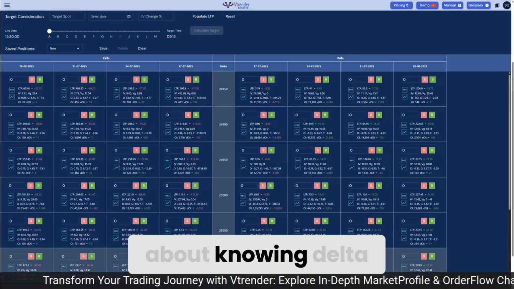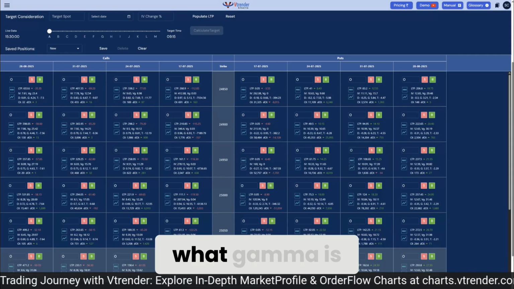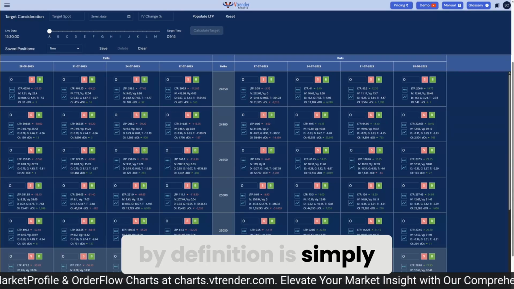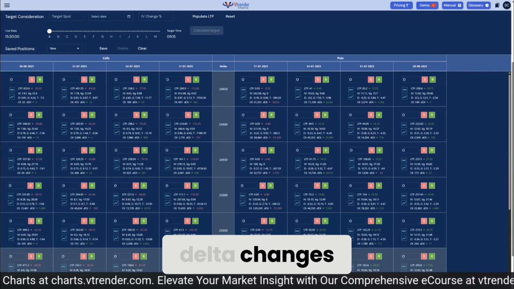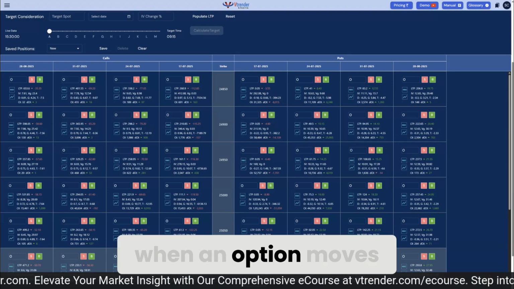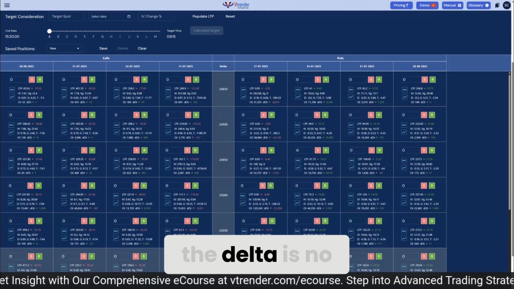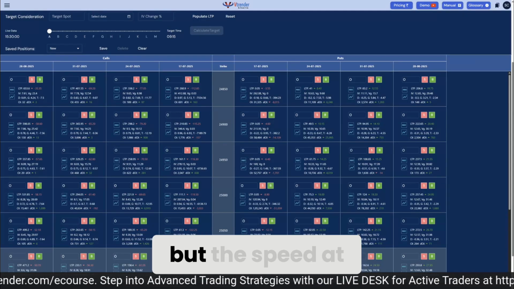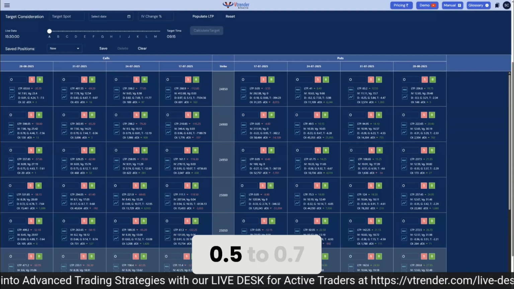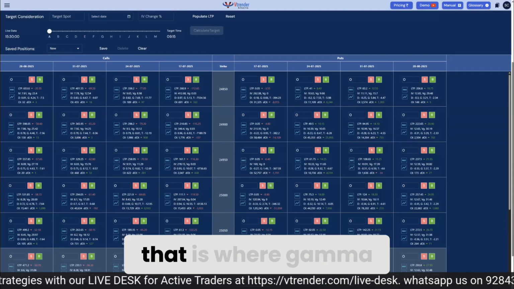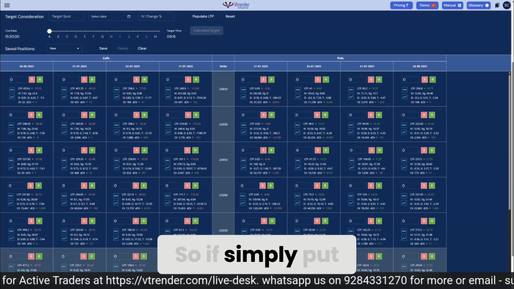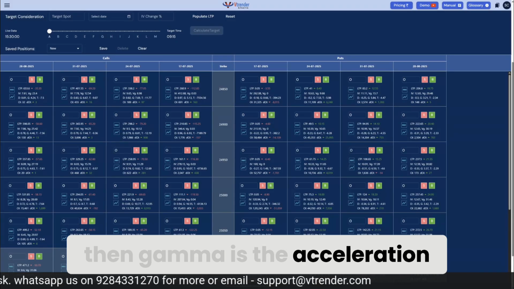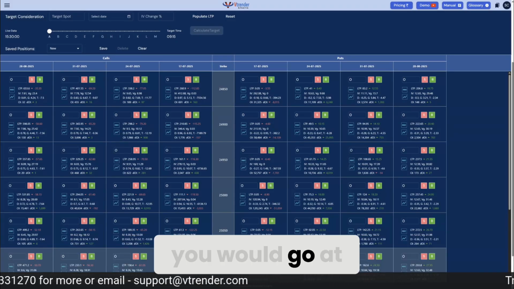But it's not just about knowing delta, it's also about knowing what gamma is, and gamma is the game changer. Gamma, by definition, is simply the rate at which delta changes. When an option moves up by about 50 rupees, the delta is no longer going to be static at 0.50. It may move to 0.70. But the speed at which it changes from 0.5 to 0.7, that is where gamma comes into play. Put simply, if you're driving on that highway and delta is speed, then gamma is the acceleration.